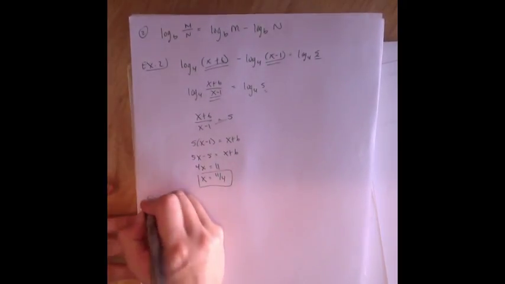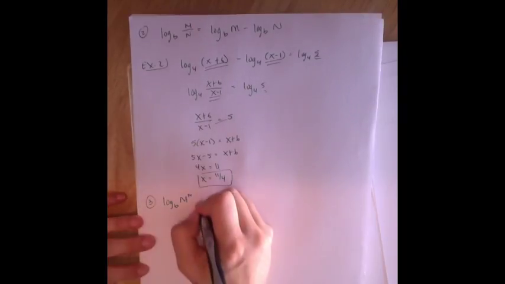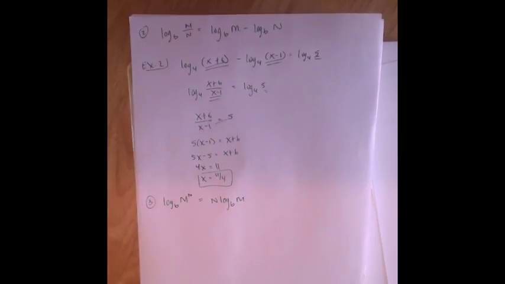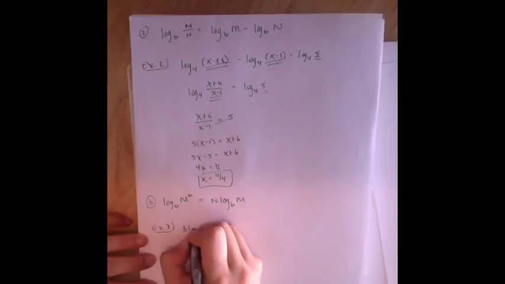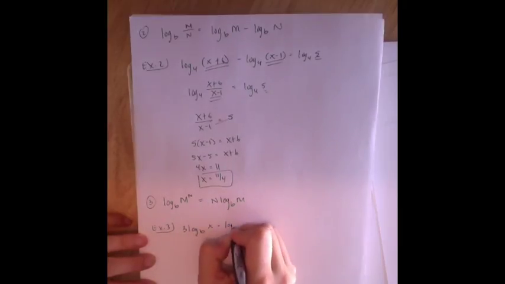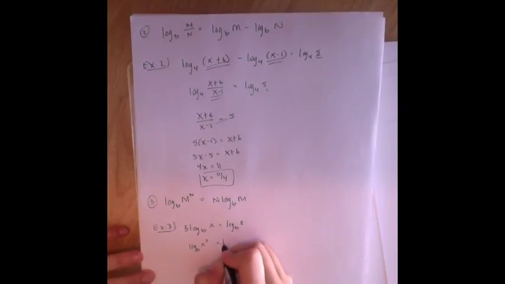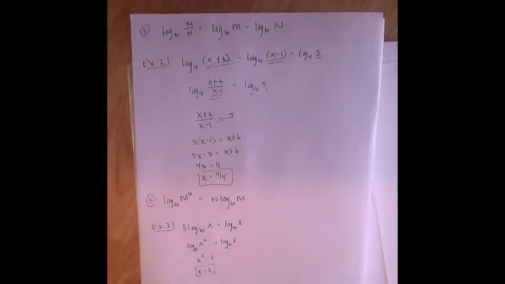All right, let's do our third property of logs. If we have the log base b of m raised to the n, we bring the power to the front, giving me n times the log base b of m. So let's do an example. If we have 3 times the log base b of x equals the log base b of 8, I can rewrite this as the log base b of x cubed equals the log base b of 8. Two logs of the same base that are equal, I set their arguments equal, so x cubed equals 8, showing me that x equals 2.